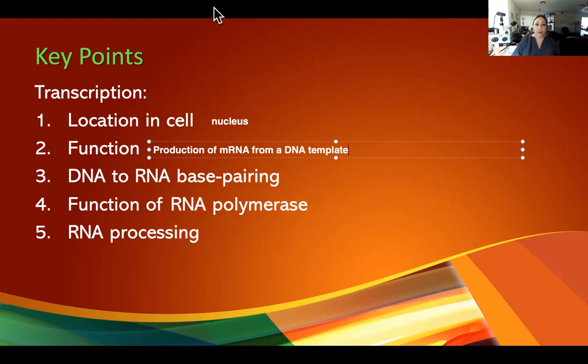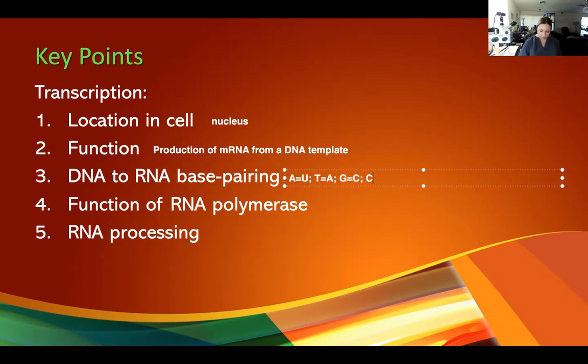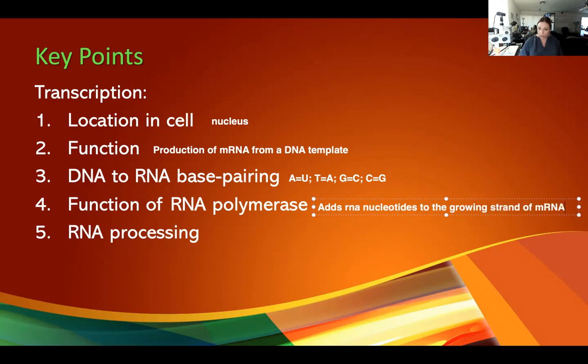So you need to remember DNA to RNA base pairing. So refer back to the chart that I made you. So I'm going to write the DNA bases first. So A pairs with U, T pairs with A. So that means T in DNA pairs with A in RNA, and G pairs with C. C pairs with G. Okay. The function of RNA polymerase is to add RNA nucleotides to the growing strand of RNA. There we go. Show it as RNA nucleotides to the growing strand of messenger RNA.